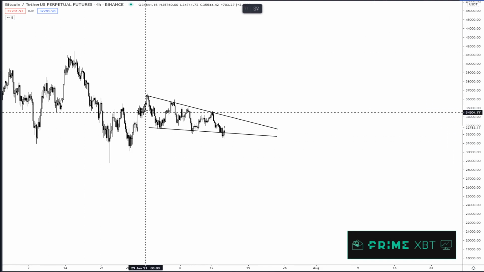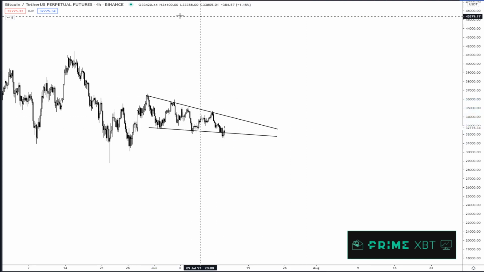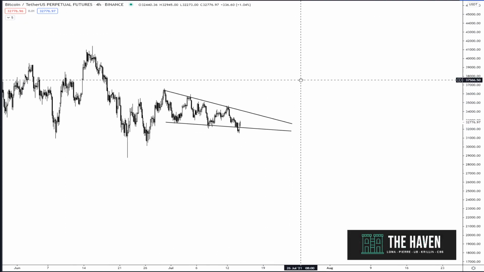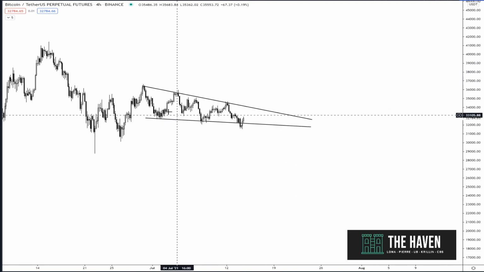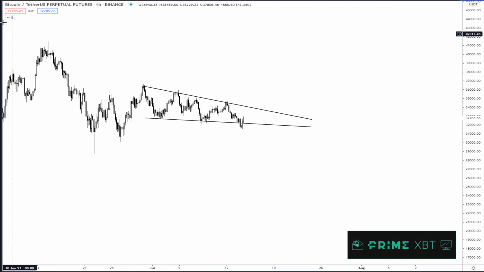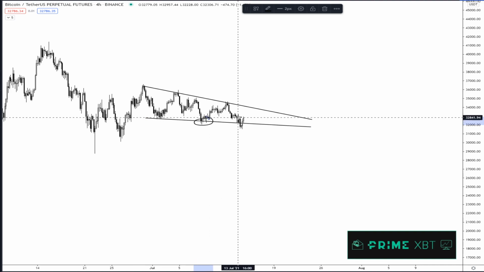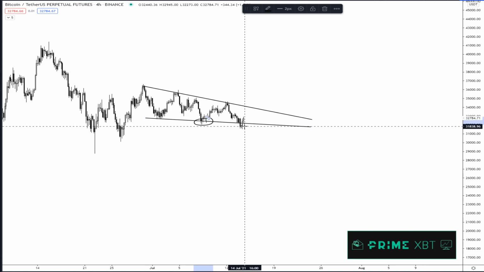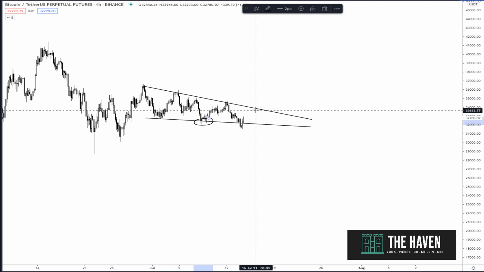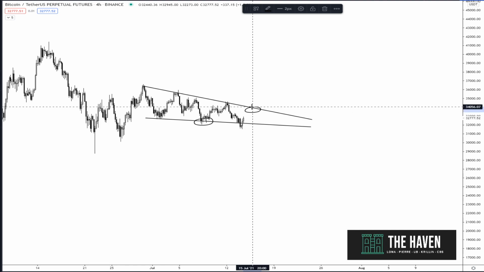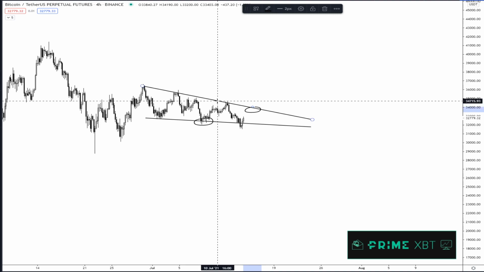So whenever we do touch this bottom diagonal support, we bounce up to the diagonal resistance, right? So it's pretty typical, right? All we're doing is bouncing back and forth until one side gives way. So what's very important about this most recent potential bounce is that we swept another area of lows right here, right? So we swept these lows, we reclaimed that diagonal support, and in theory, if we're going to follow this same pattern, we should be retesting this diagonal resistance, right? We should not be sweeping any highs or anything like that.